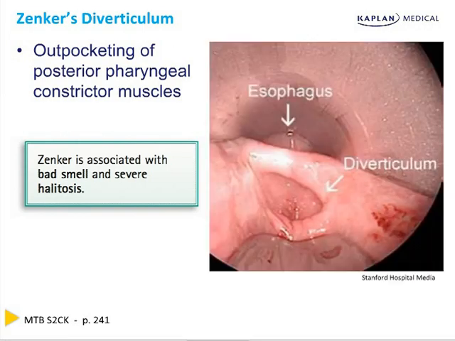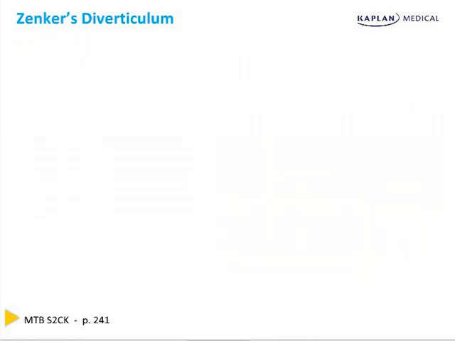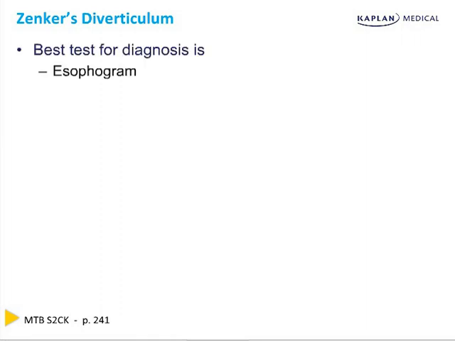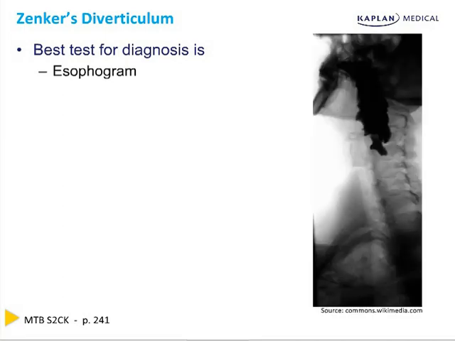Here's an example of someone with a Zenker's diverticulum. Note the two different lumens. The best test for a Zenker's diverticulum is a simple barium esophagram. It's going to show a large outpouching in the posterior segment. Here's a live barium swallow. Notice that after barium is swallowed, there's an actual outpouching right there on the right-hand side of your screen.